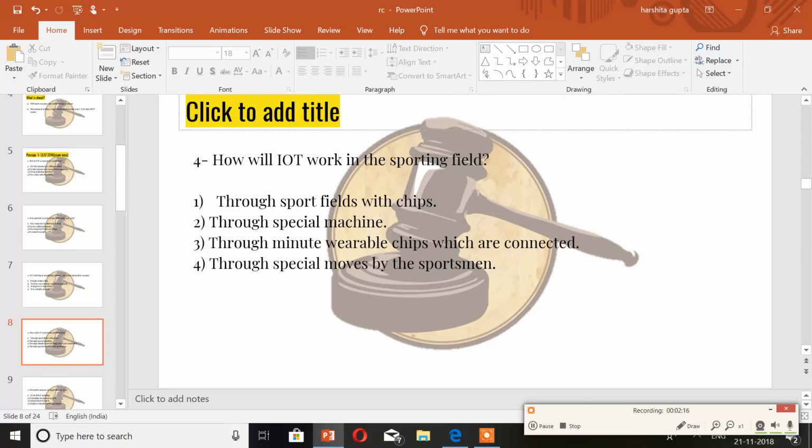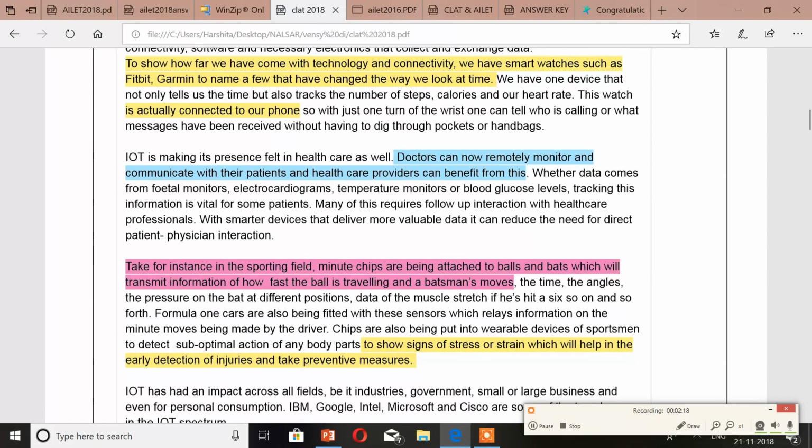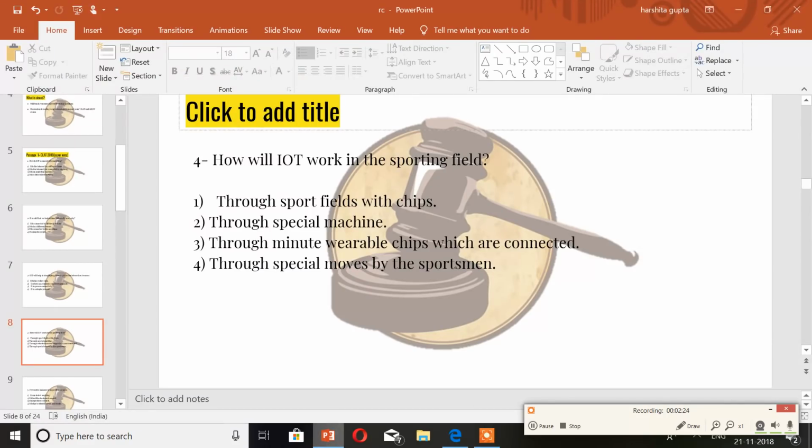Okay, so in spotting field they talked about how chips are attached. So this was also a very direct answer. So the answer is 3.